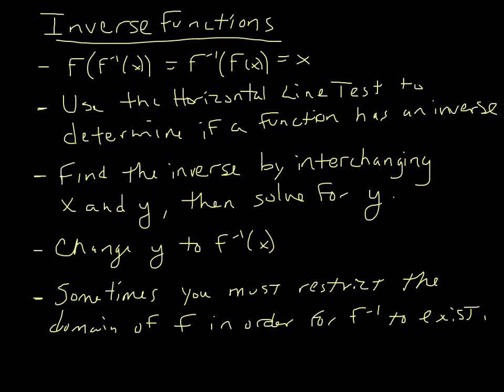We can use the horizontal line test to determine if a function actually has an inverse. So if we've got a function and we want to know its inverse, the first thing is to look at a graph and use the horizontal line test to determine if the inverse even exists. If it does exist, we can find the inverse by interchanging our x and y, and then solving for y again, and then changing our y back to function notation and writing it as f inverse of x.